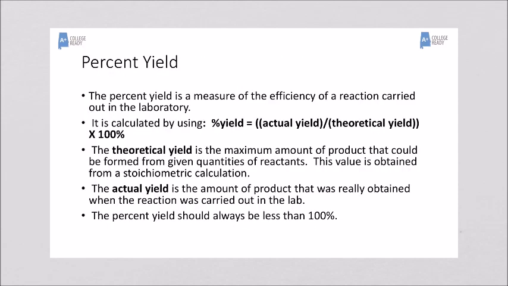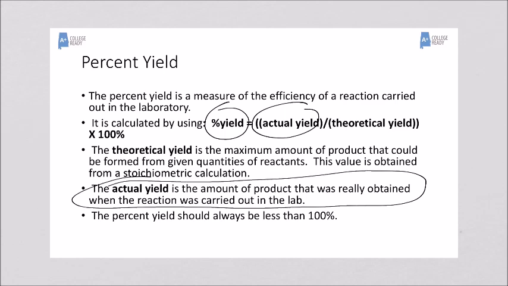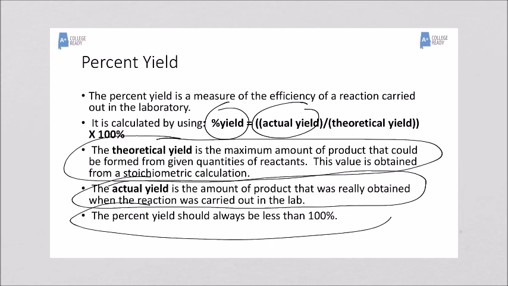Let's also talk about percent yield. Percent yield is a measure of the efficiency of a reaction. You calculate it by the percent yield is equal to the actual yield divided by the theoretical yield times 100%. The actual yield is the amount of product that you actually obtain when you do the reaction in the lab. You weigh it out, you measure it out. The theoretical yield is the amount of product that you calculated that you should make. That came from your stoichiometry calculation. You're never going to get as much as you theoretically should get. So your percent yield should always be less than 100% unless you do something wrong in the lab.